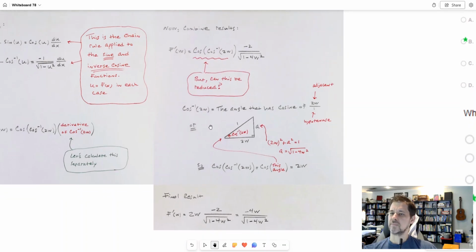So first of all, cosine inverse of 2w is an angle. That's what the inverse trig functions are. Sine inverse is an angle. Cosine inverse is an angle, so on. But specifically, it's the angle that has a cosine of 2w or 2w over 1. Cosine inverse of 2w is the angle that has a cosine of 2w. Since cosine is adjacent over hypotenuse, we'll say it's 2w over 1.